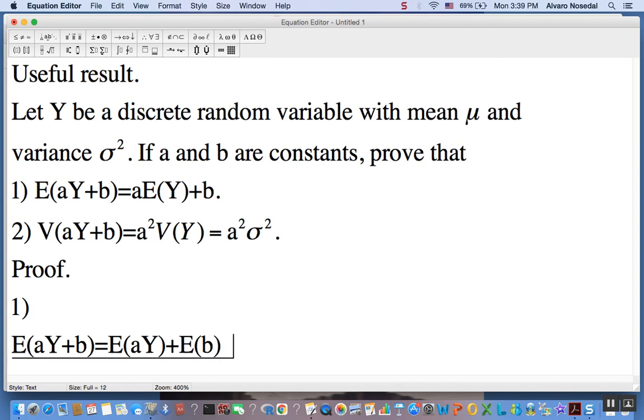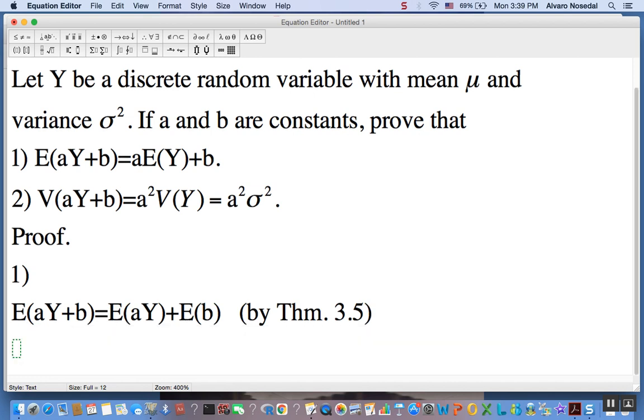And we know this by a particular theorem. In your textbook, this theorem is theorem 3.5. That's the label that they used for it. Okay? But again, this is what I want you to remember. The expected value of a sum equals the sum of expected values. Okay, let's keep going.